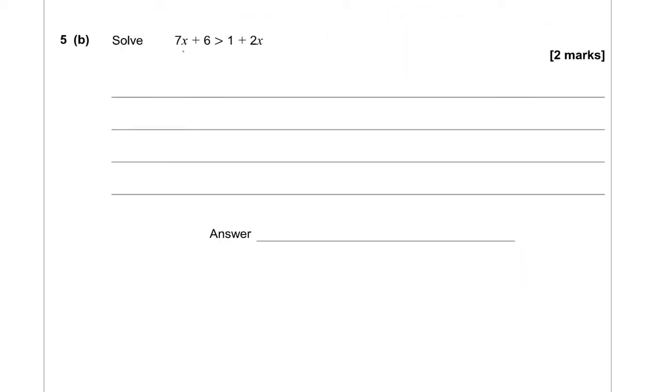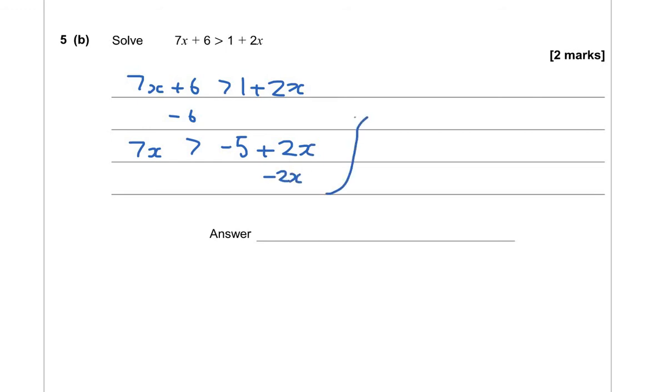Okay, 5b, 7x plus 6 is greater than 1 plus 2x. So let me just write it out. Let's subtract 6 from this side. So we get 7x is greater than minus 5 plus 2x. And now we can subtract 2x. So we get 5x is greater than minus 5. And now we can divide by 5 to get x is greater than minus 1. And that is our answer there.